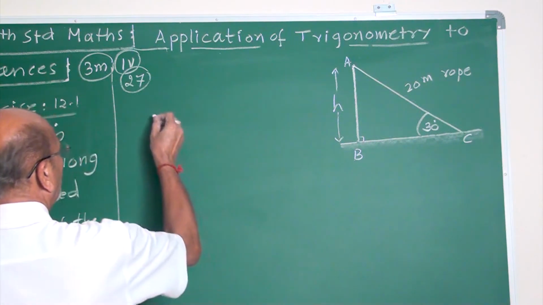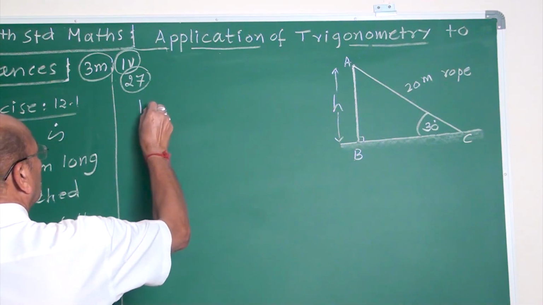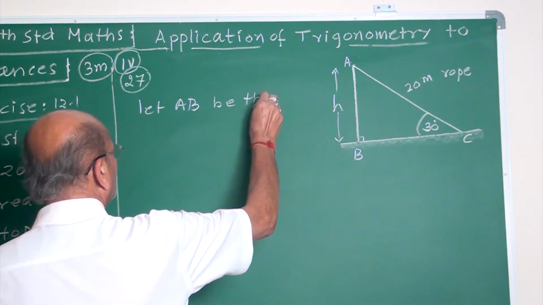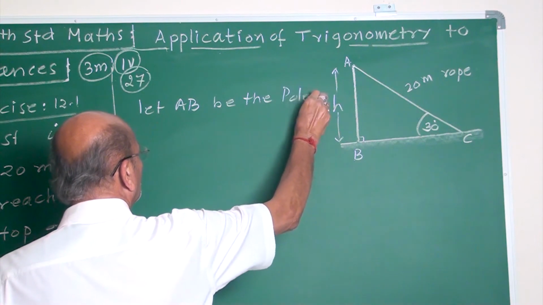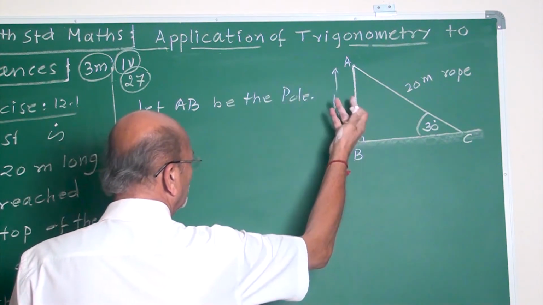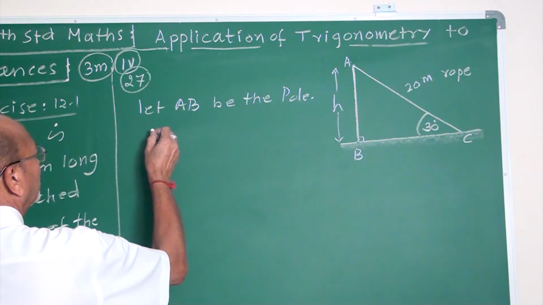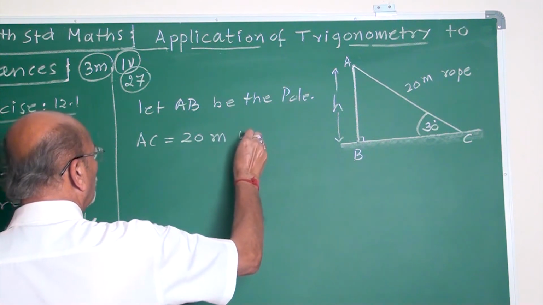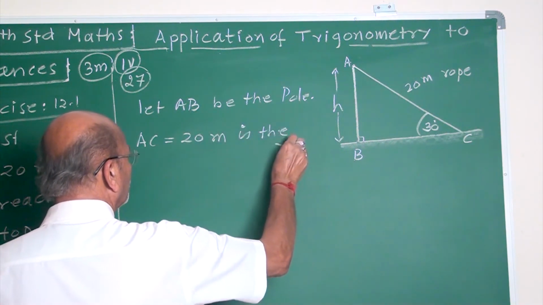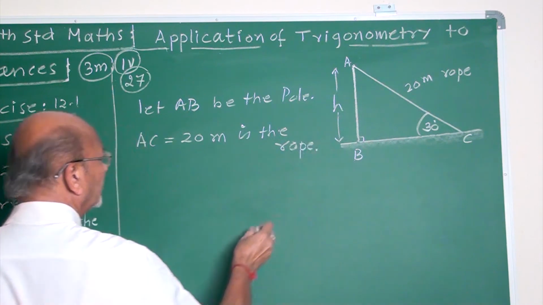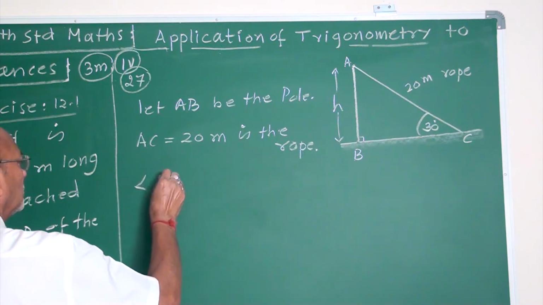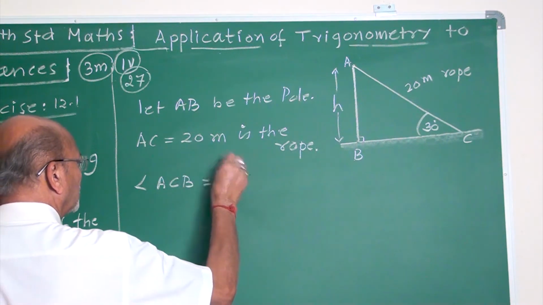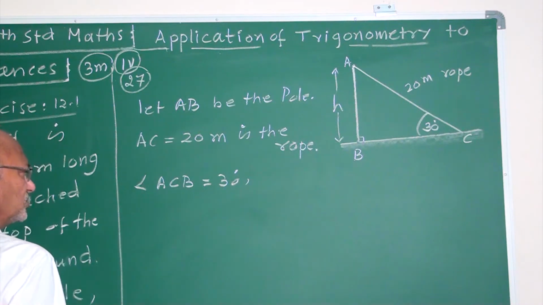So let AB be the pole, in which A is the top. Then AC is the rope. 20 meters is the rope. Then the angle of elevation, angle ACB equal to 30 degrees. This is the angle of elevation.